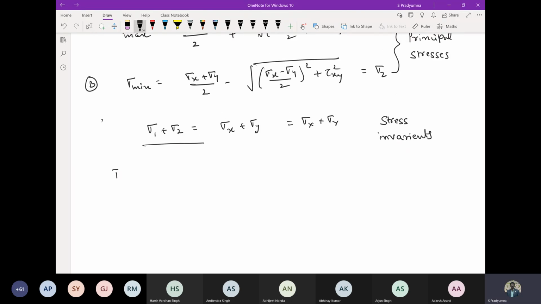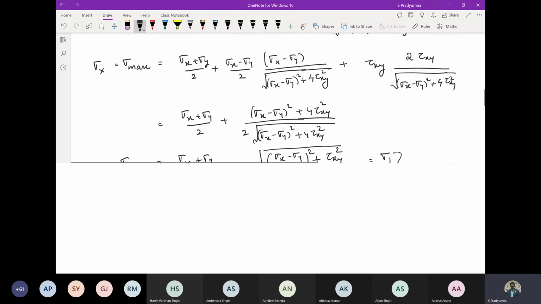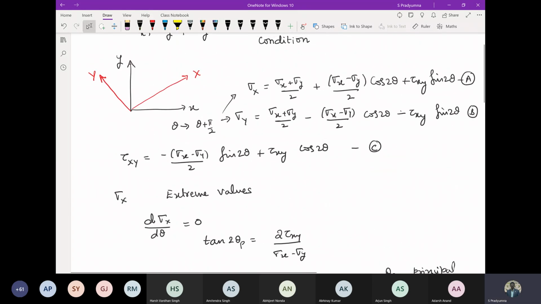Fine. Now, can we find the maximum and minimum values of tau xy? Can we find this? So we do the same thing. We take d by d theta of tau xy. We differentiate equation C and make it equal to 0. What do we get if we differentiate equation C with respect to theta?